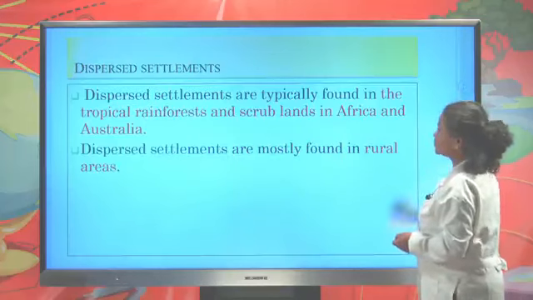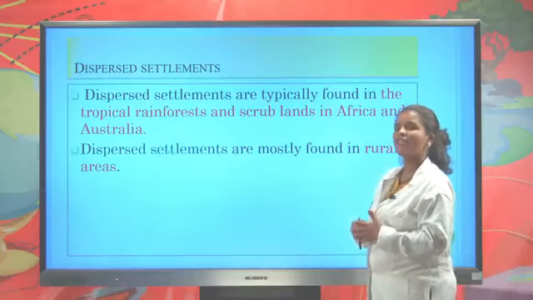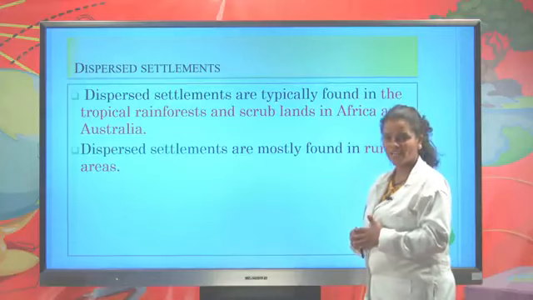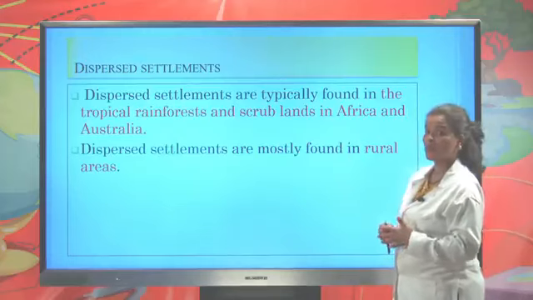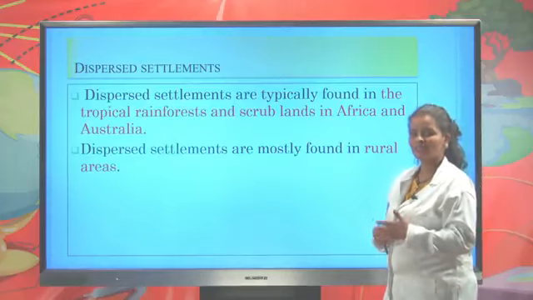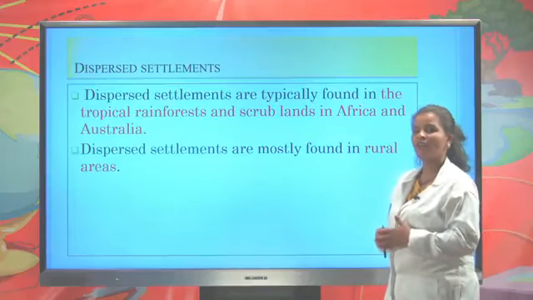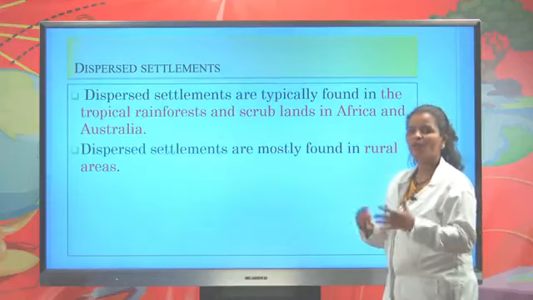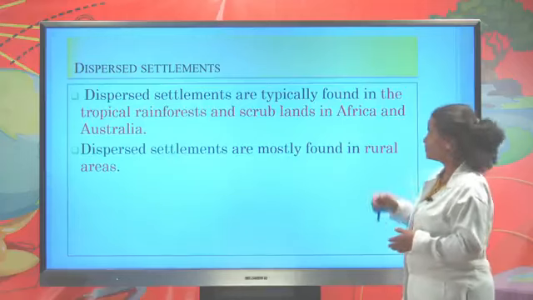Let us start with the dispersed settlement. Dispersed settlements are typically found in the tropical rainforest and scrublands in Africa, and also in Australia. Because of unsuitable climatic conditions in these areas, we get dispersed settlement. For example, in tropical rainforest, rainfall is very high and temperature is also very high. It is not suitable for settlement purposes. Dispersed settlement is also common in rural areas.